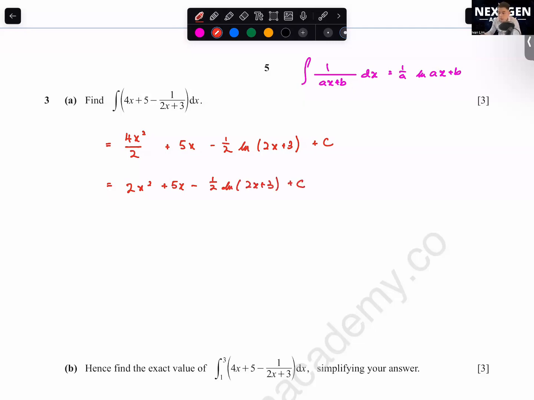Sanjay asks, do we need a modulus sign for this? Why do we need the modulus? Oh, okay, modulus of 2x plus 3. You want to write it as modulus also can. Modulus of the bracket is also the same thing. For this one, they're not so particular.